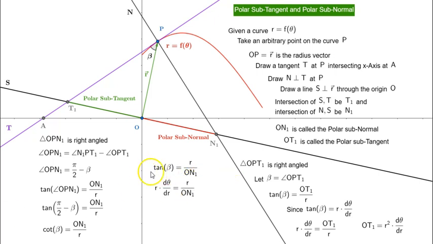Now tan beta is what? R times d theta by dr. So R times d theta by dr is equal to R by ON1, which means ON1 is equal to dr by d theta, because R and R get cancelled. This is our polar subnormal. So we have found the expressions for polar subtangent and polar subnormal.